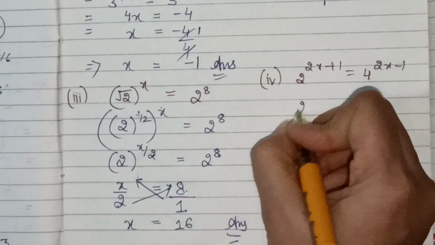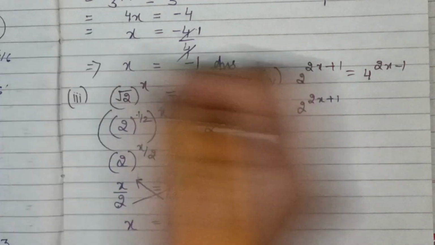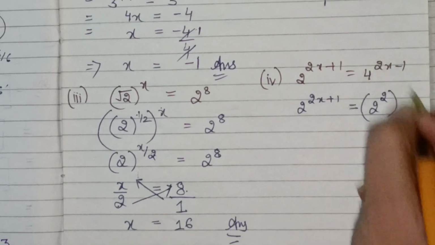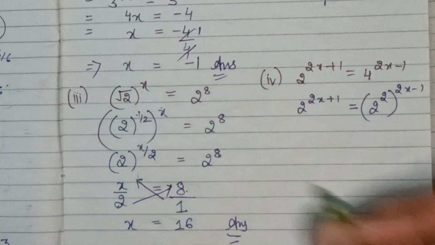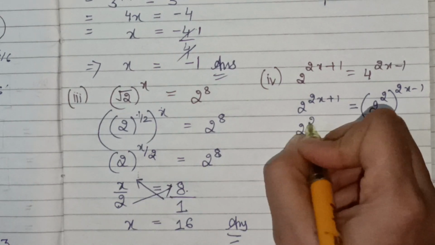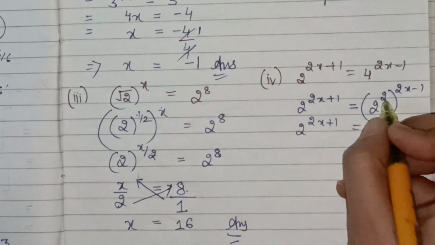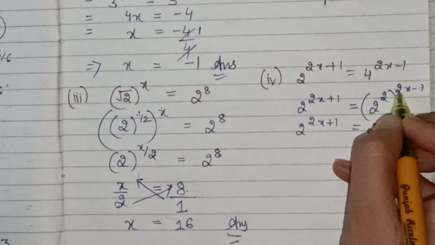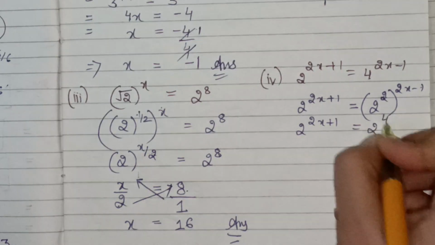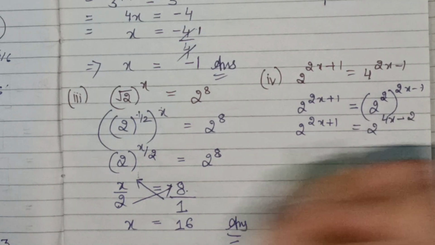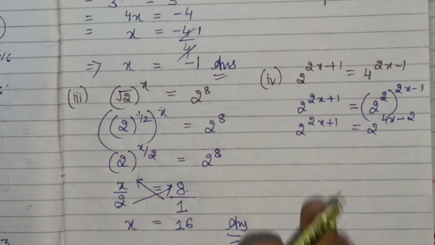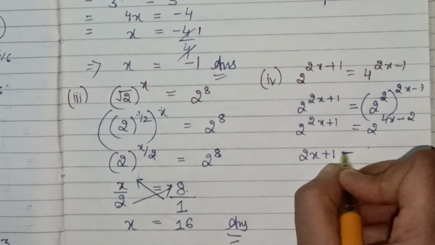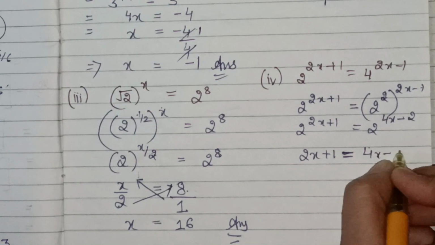So I can write 2 raised to power 2x plus 1 is equal to, I can write 4 as 2 raised to power 2, and outside the exponent is 2x minus 1. So I write again 2 raised to power 2x plus 1 is equal to 2 raised to power 2 multiplied by 2x minus 1, which is 4x minus 2. Now we compare the exponents. I write only the exponents: 2x plus 1 is equal to 4x minus 2.